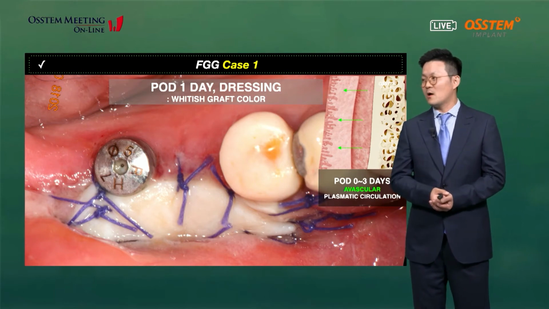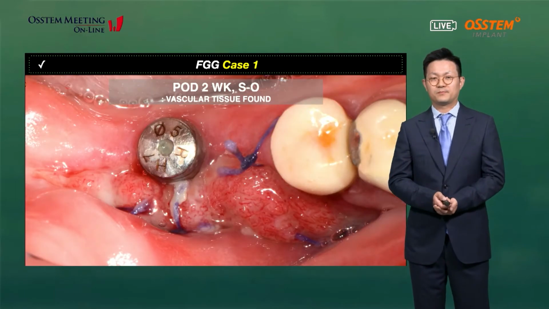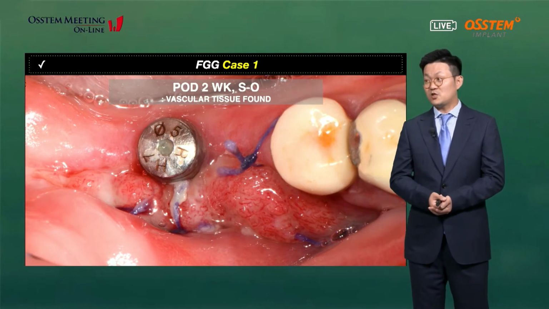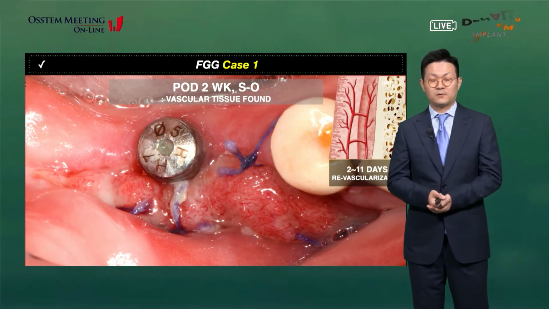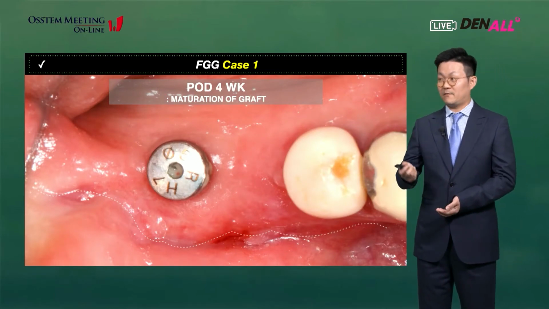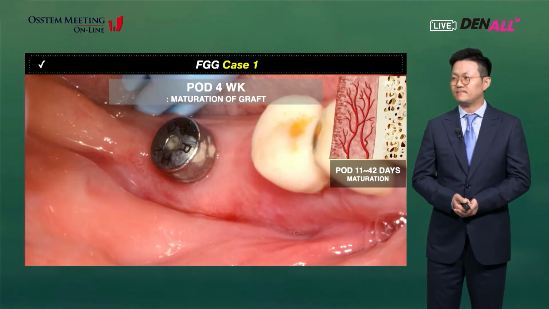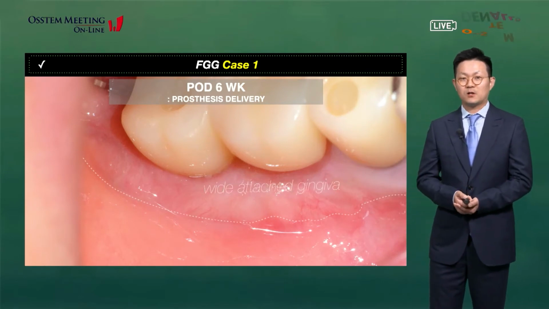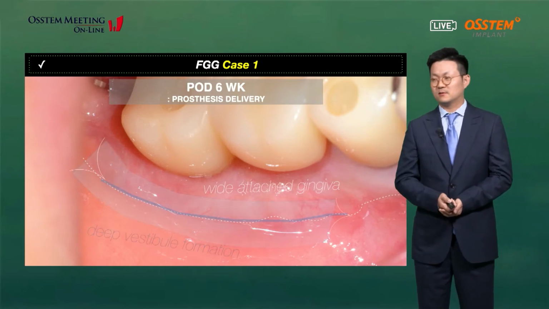There's no vascular tissue, only plasmic circulation exists on the graft tissue. And after 2 weeks, full-on vascular tissue is found on the graft because it's the vascularization phase. And 2 weeks later, I can find this kind of maturation of the graft tissue. And after that, as you see, wide attached gingiva is regained, and deep vestibule formation was found.